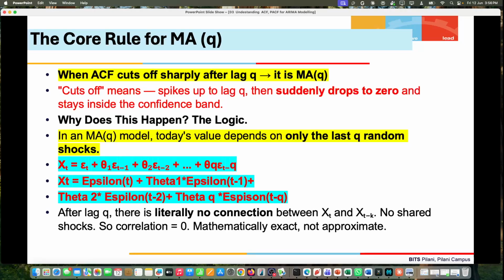Or if it is an MA(2) model, we can say epsilon plus theta 1 times epsilon at t minus 1, plus theta 2 times epsilon at t minus 2, like that. Now after that, we can say there is no correlation at the other lags. That means we can assume the correlation is 0, roughly.